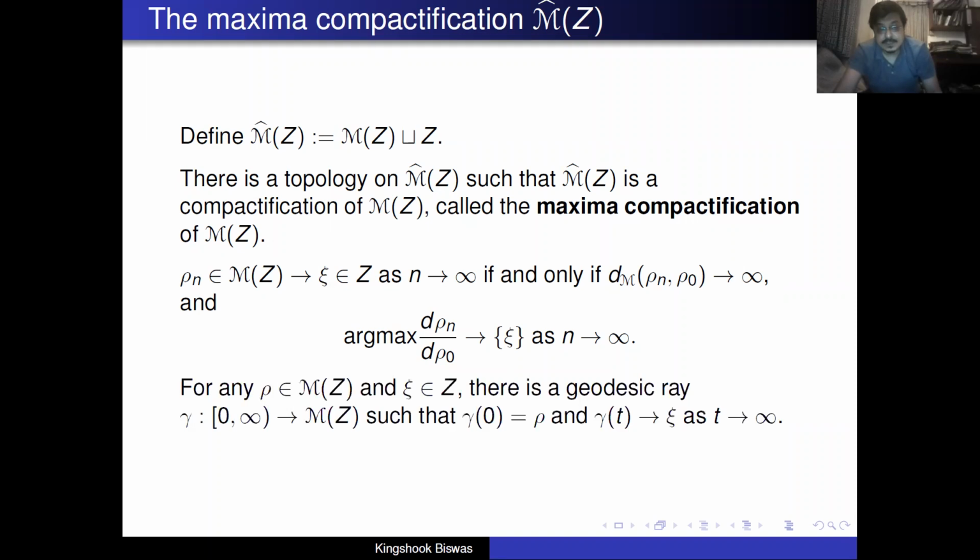And then you can show that given any point rho in MZ and any point xi in the boundary Z, there is a geodesic ray gamma which starts at rho and which converges to xi as t tends to infinity. So you can join any point inside MZ to any boundary point of Z by a geodesic ray.